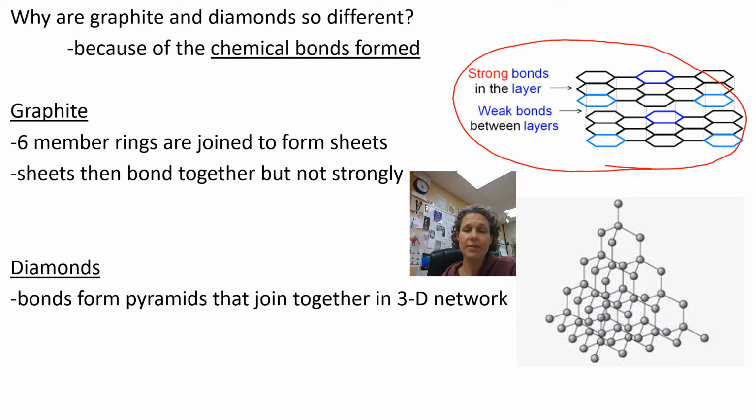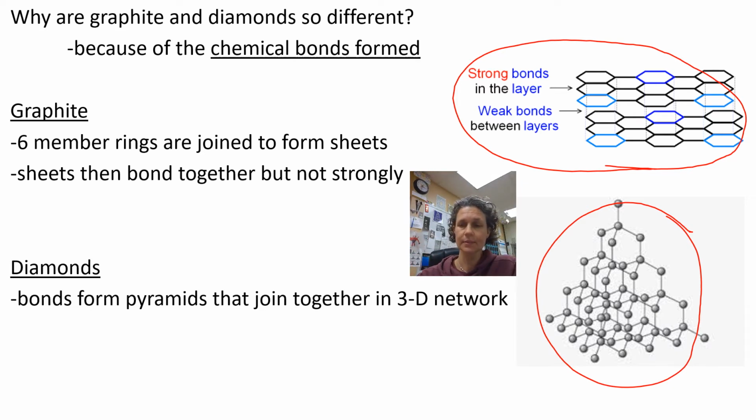That's graphite. But then diamond, down there at the bottom of the page, has a much more three-dimensional shape, of course. You have these pyramids that are formed and make a really, really strong 3D network, and it completely changes the physical properties of that compound. So bonds are a super big deal in the characteristics of compounds, and how they react and look and do all those different kinds of things.